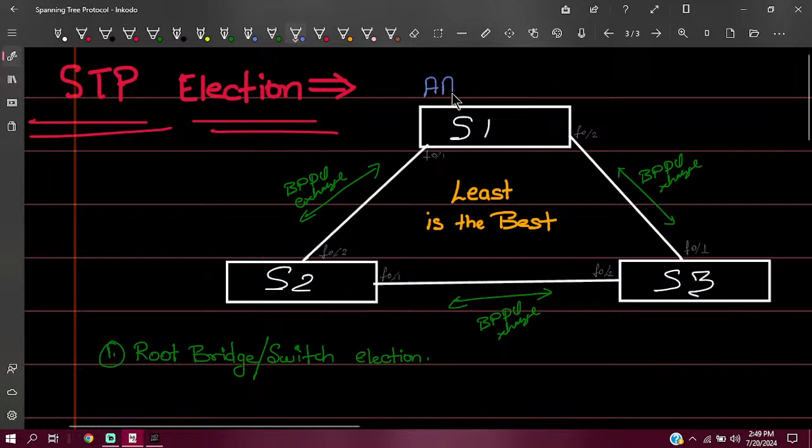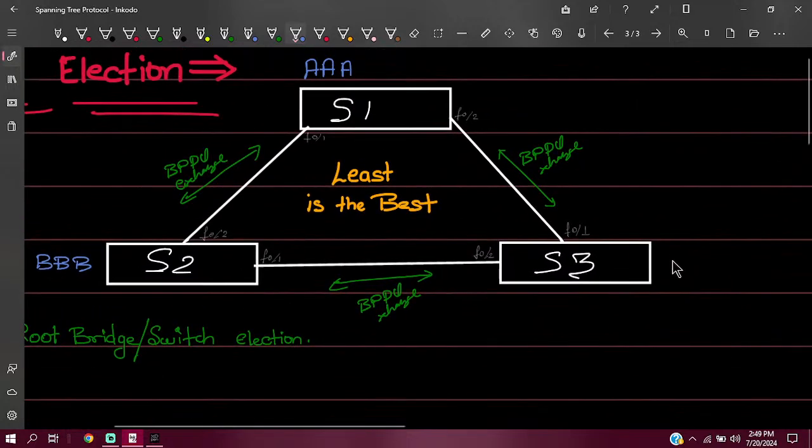So AAA is the base MAC of switch 1. BBB is the base MAC of switch 2. And CCC is the base MAC of switch 3. But bridge ID also combines the priority value, which is 32768 common for all the three devices.